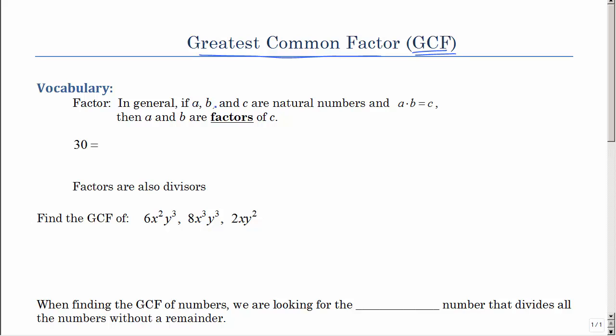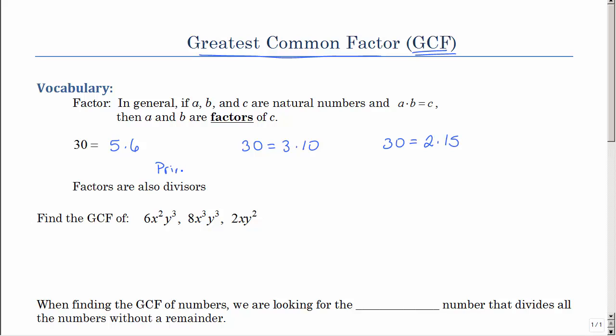It says in general, if A, B, and C are natural numbers, and A times B equals C, then A and B are factors of C, meaning things you multiply together. So 30 has factors. 5 times 6 can be 30. 30 could be 3 times 10. 30 could be 2 times 15. 30 can be lots of things. It has lots of different factors.